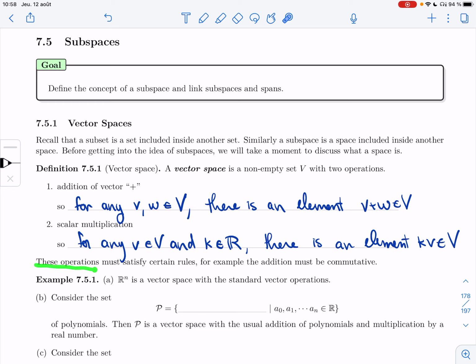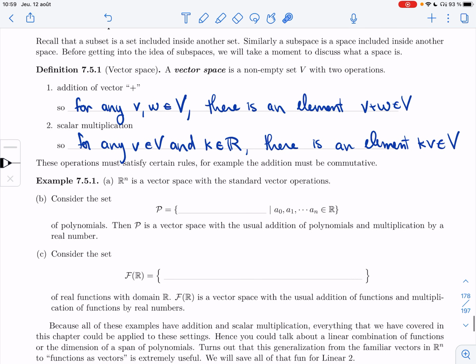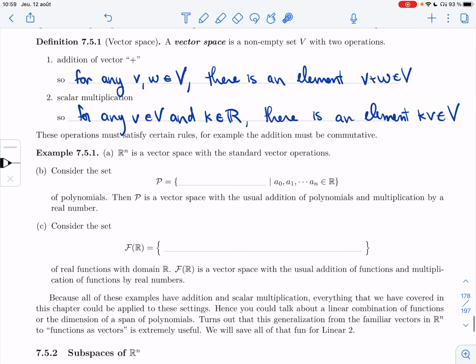These operations must satisfy certain rules. In fact, there are 10 different properties that they need to satisfy. For example, the addition must be commutative. I'm not going to go through the list, but the list of properties, called axioms, that these operations must hold are very similar to the properties we've seen in chapter 1 for vector addition and scalar multiplication.